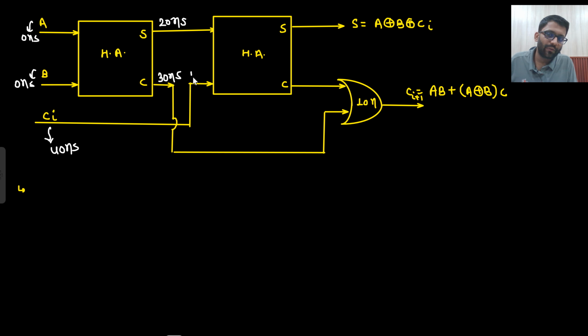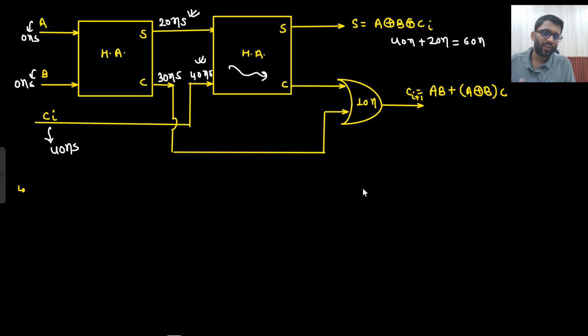Now the input of this became stable at 40 nanosecond. One of the inputs of this half adder became stable at 20 nanosecond, but one of the inputs of this half adder became stable at 40 nanosecond. So they both will go after 40 nanosecond, because this guy will have to wait for this guy. And to go here, how much time will they take? 20 nanosecond more. So 40 plus 20, that means 60 nanosecond.